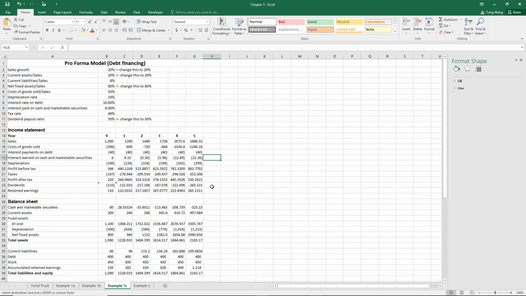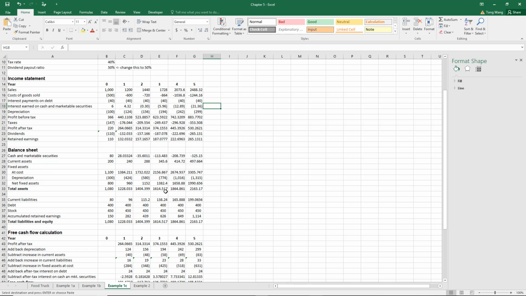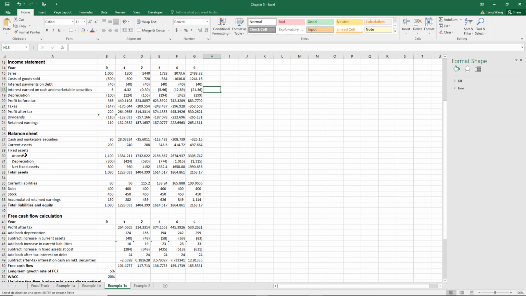So based on these new numbers, as you can see, the cash balance of our company will turn negative in year 2, which is clearly not possible, right? Negative cash doesn't make sense. So as we grow our company, we're going to be running out of cash from year 2 going forward. Our cash will continue to decline, and we won't have enough money to finance our growth.